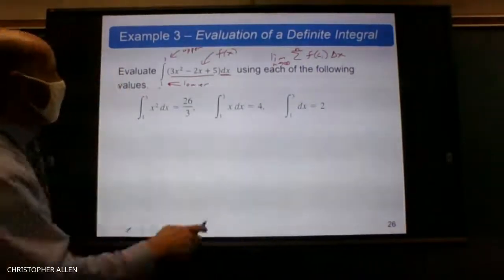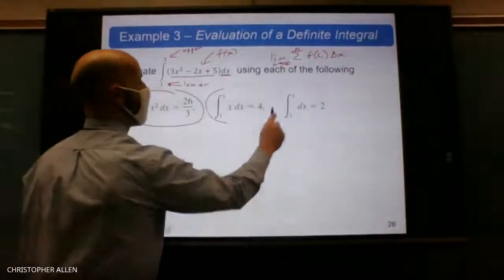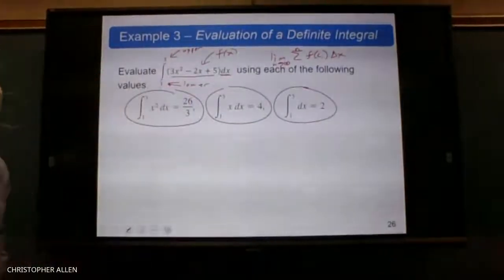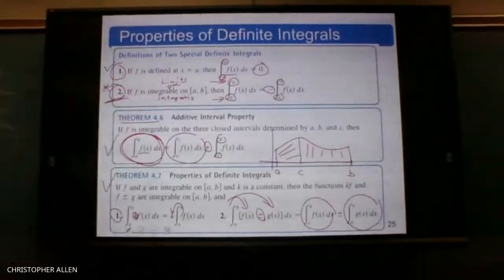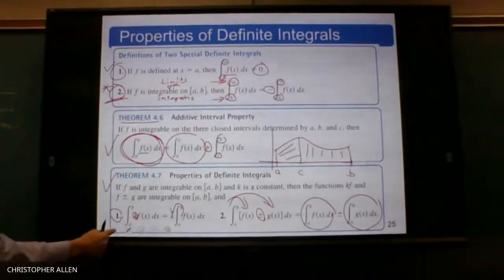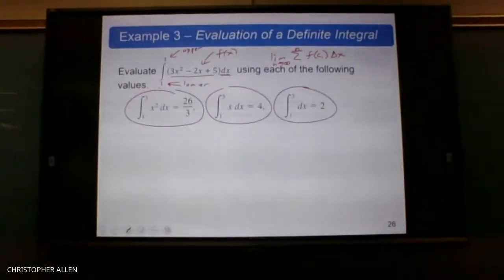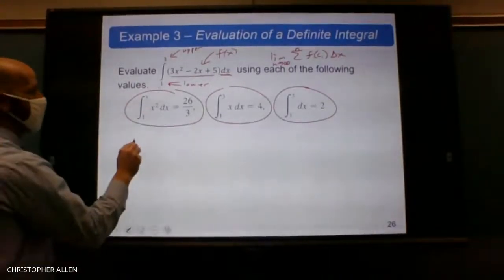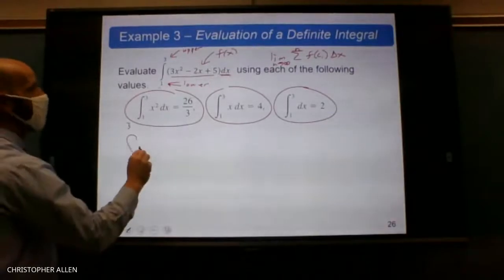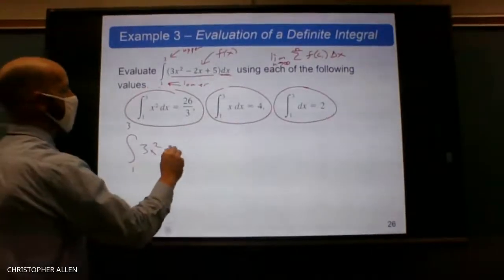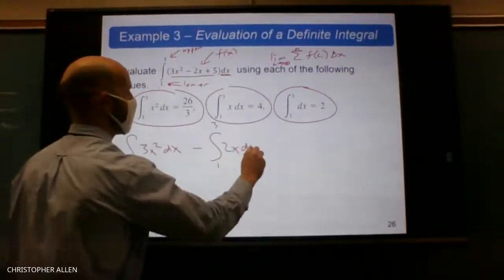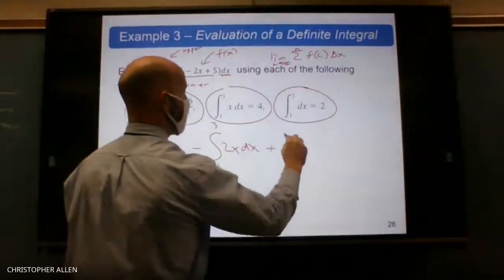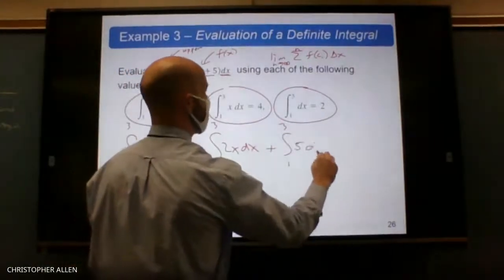The good news is this problem gives us the following information. So now I'm going to use this information here, and all of these properties on this slide, to find the answer to this problem without actually doing any integration. I'm just going to use the properties of integration. So let's go ahead and start this. I'm going to go from 1 to 3 of 3x squared dx minus the integral of 2x from 1 to 3 dx plus the integral from 1 to 3 of 5 dx.